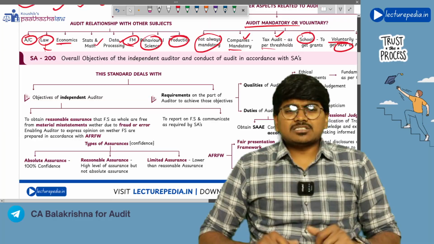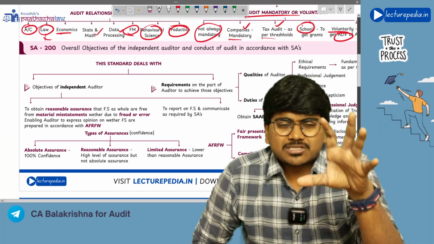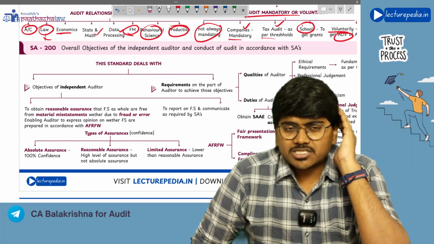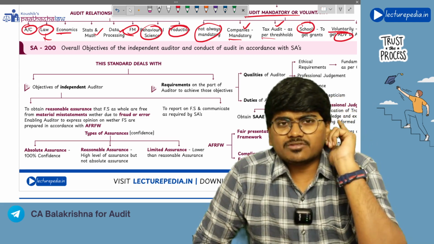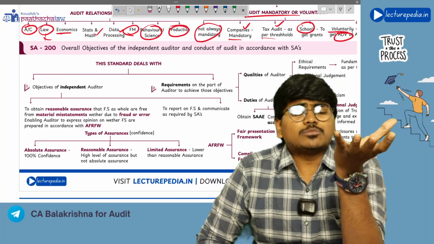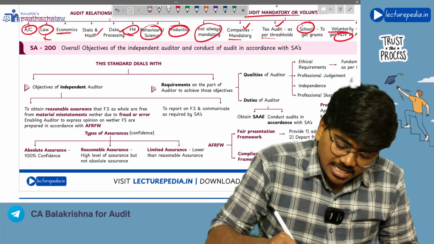Next, in the first chapter itself, we have discussion with respect to SA-200. Basically, almost all the standards on auditing will be discussed in our syllabus, right? So in the first chapter, we have discussion with respect to SA-200, which is the basic standard. This standard forms the base for all other standards.